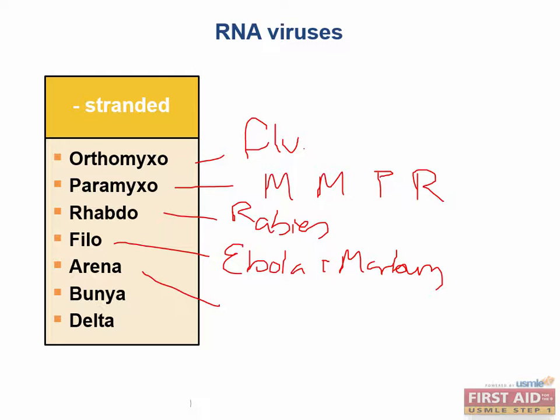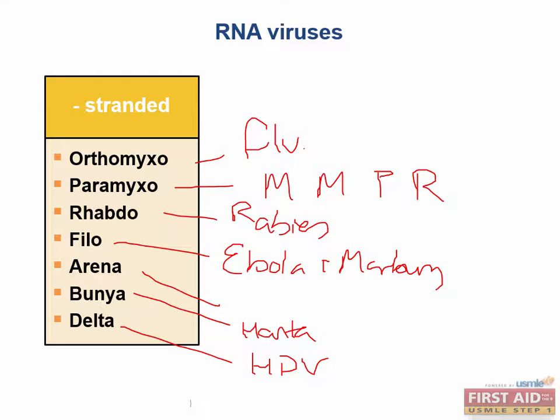The Arenaviridae causes lymphocytic choriomeningitis and Lassa fever, while the Bunyavirus family includes the hantavirus, as well as viruses that cause encephalitis or hemorrhagic fever. And then the Delta virus includes hepatitis D virus.